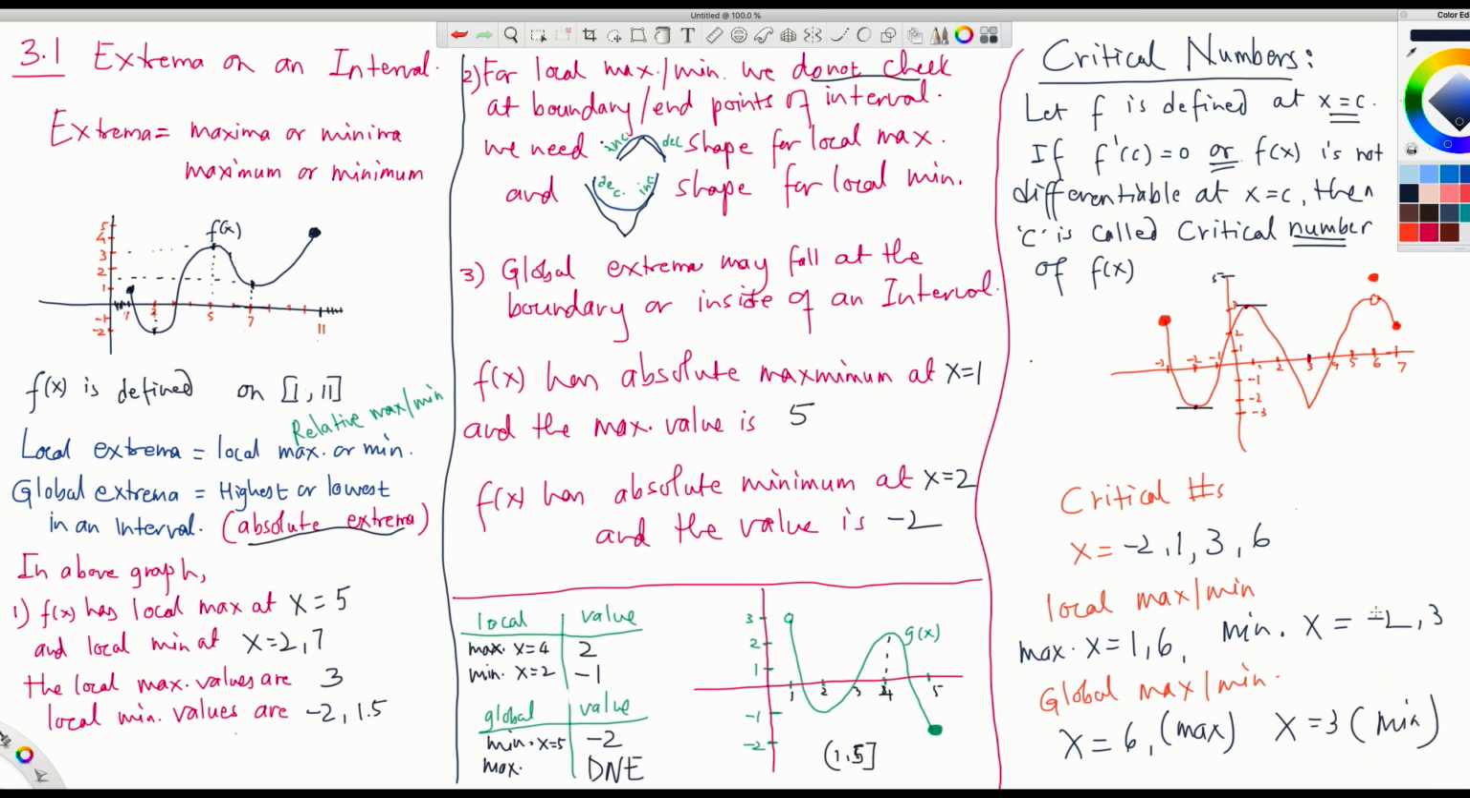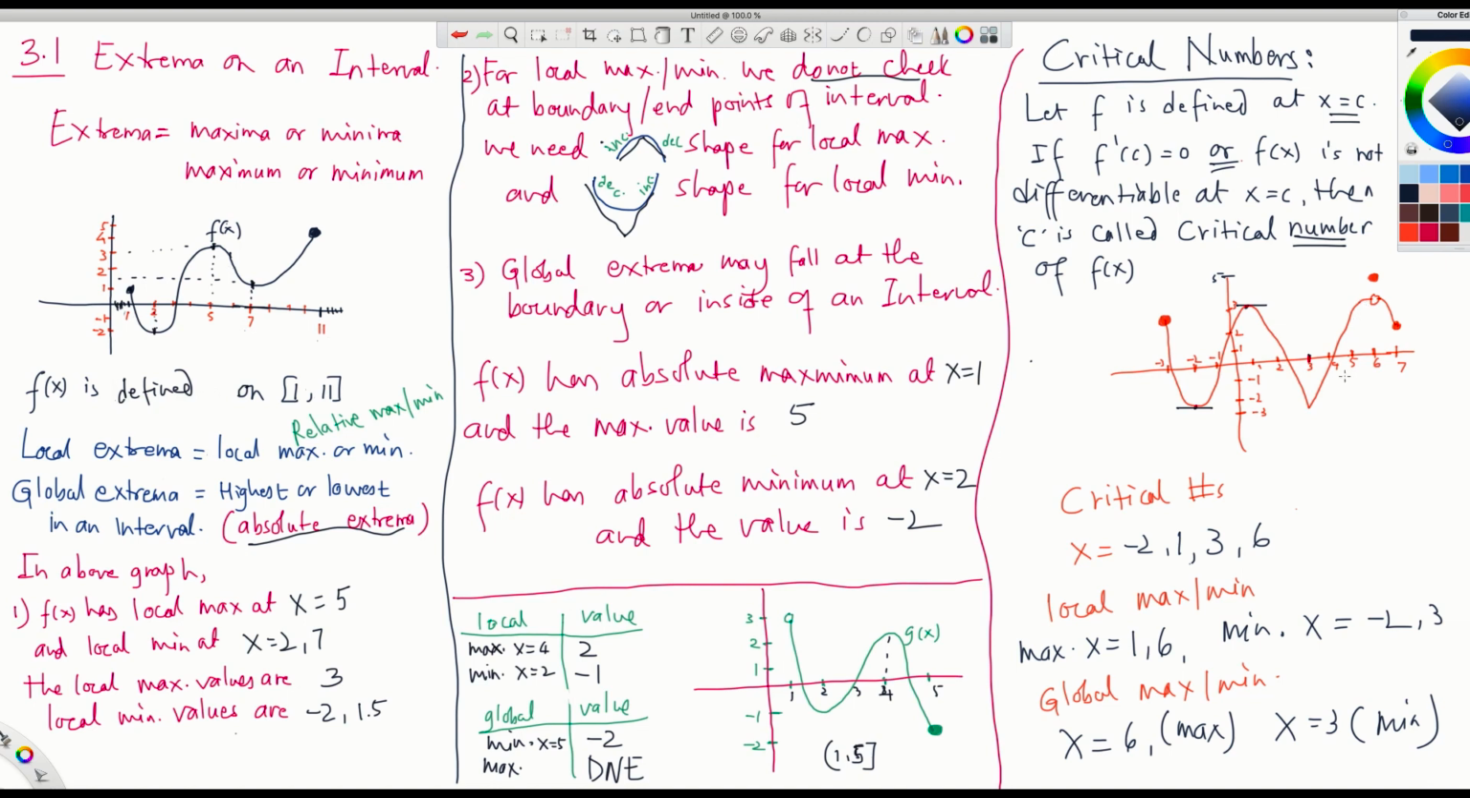From here you can see that a function can have a local max or local min or global max or global min even though the function is not continuous at that point. But the function must be defined though. For example, if that point was not there, then you cannot say what is the value of the function at 6. You cannot say whether that is bigger than the surrounding points or smaller.